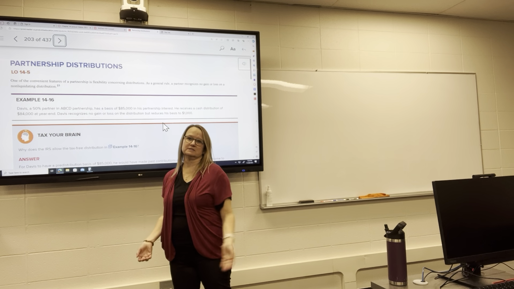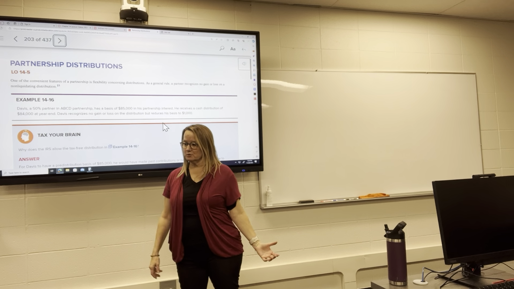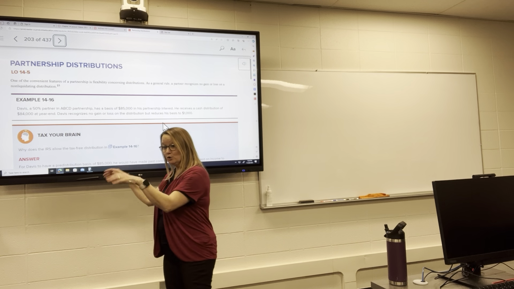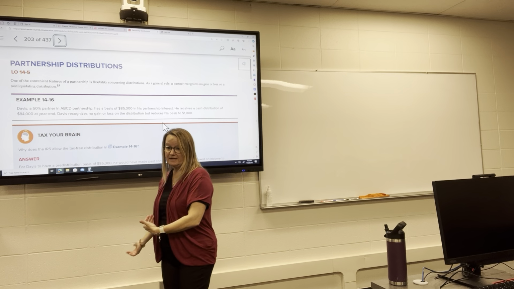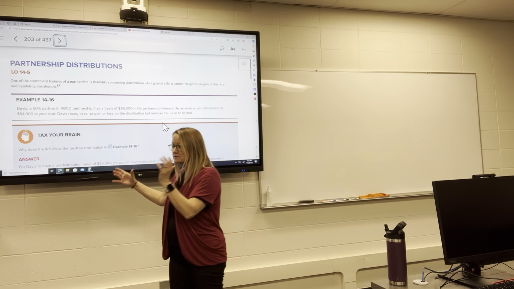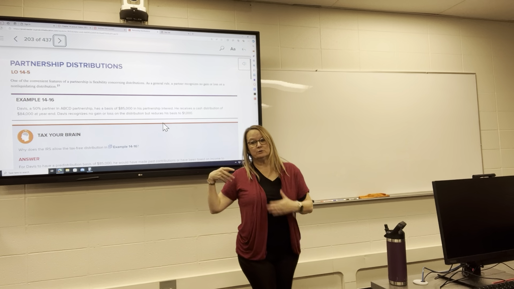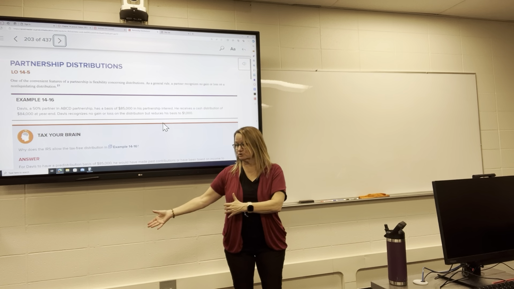Think of the partnership like a bank account, right? When you deposit money into a bank account, you don't record any gain or loss on it. You're just moving your money from one place to another. When you withdraw money from a bank account, you don't pay tax on it. It was your money. You're just moving it from one place to another. Sort of the same thing with a partnership. When you invest in that partnership, you're just moving that money from one place into another.